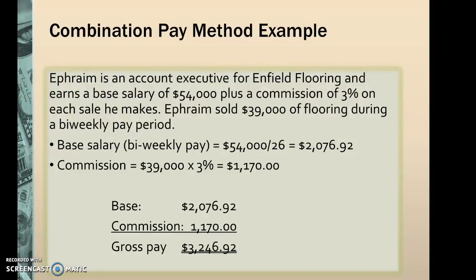An example of this is that Ephraim is an account executive, and the base salary is $54,000 plus a commission of 3% on each sale that he makes. He sold $39,000 of flooring during a bi-weekly pay period. His regular pay would be the $54,000 divided by 26 paychecks in a year. His normal pay is $2,076.92. His commission is the $39,000 of sales in the biweekly period times 3%, which is $1,170. So the base wage plus the commission equals his gross pay of $3,246.92.